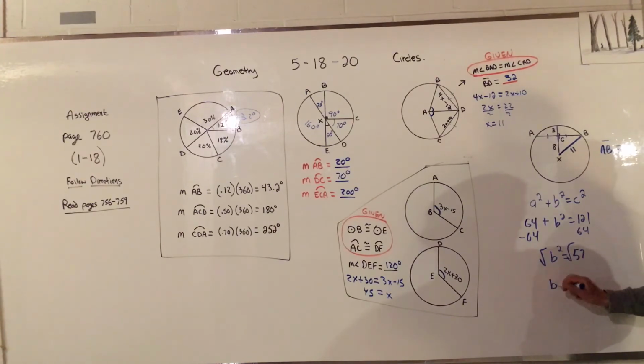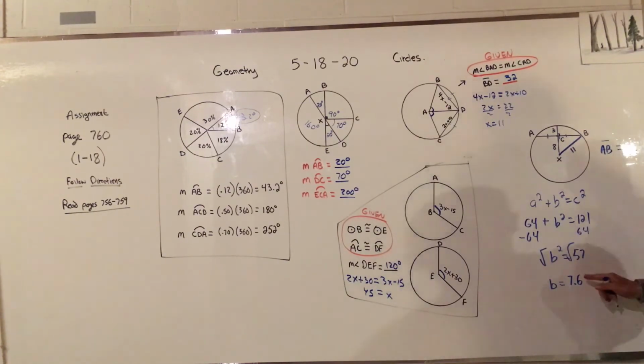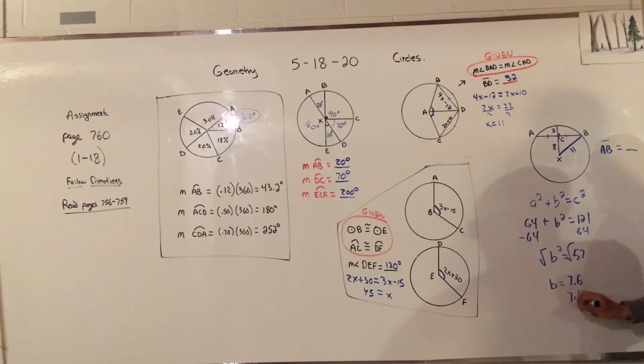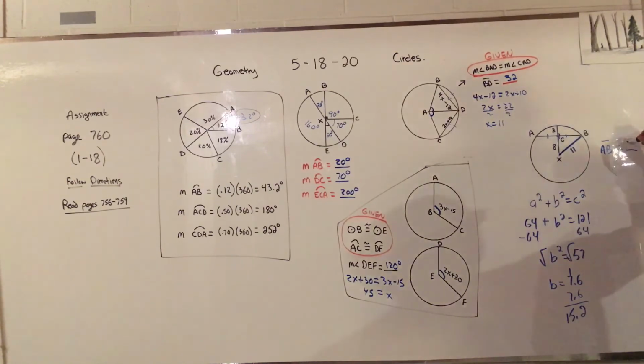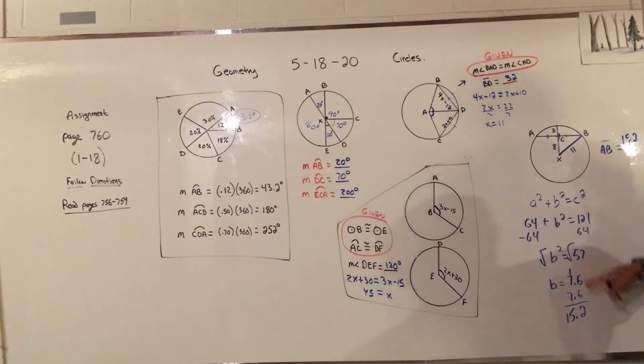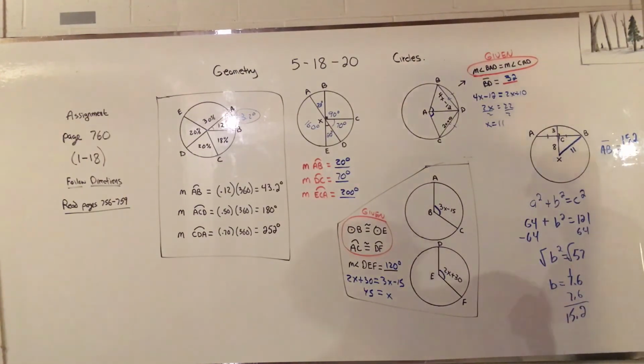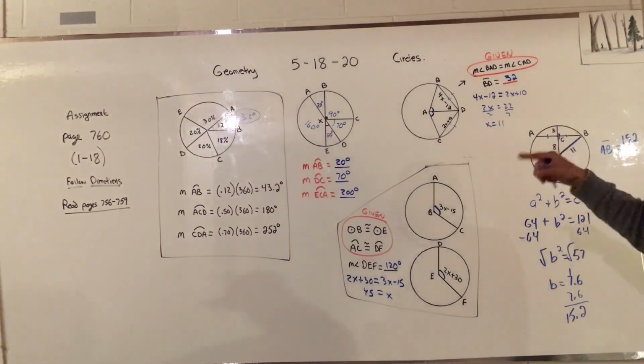I didn't do this ahead of time, so I'm going to estimate it. It would probably be around 7.6. You guys can check me on that. So b is 7.6, and they want to know how far it is from A to B. I'm going to double this. So I'm going to add 7.6 to it again, and that would give me 15.2. And so the answer right here would be 15.2. So when you see this type of problem, always use the Pythagorean theorem.